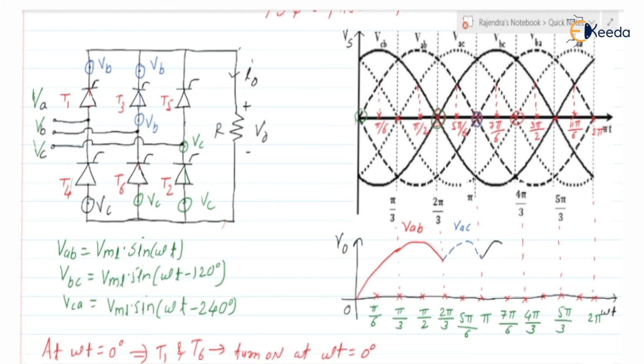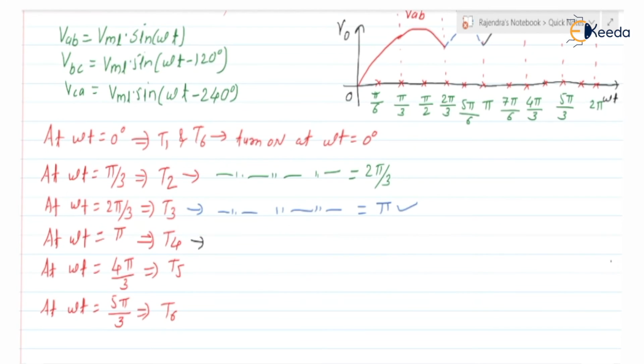So whether thyristor T4 will turn on at omega t is equal to pi? No, it will not turn on at omega t is equal to pi. It will turn on once VCA becomes positive, so it is at 4 pi by 3. So thyristor T4 will turn on at omega t is equal to 4 pi by 3. Is this clear?